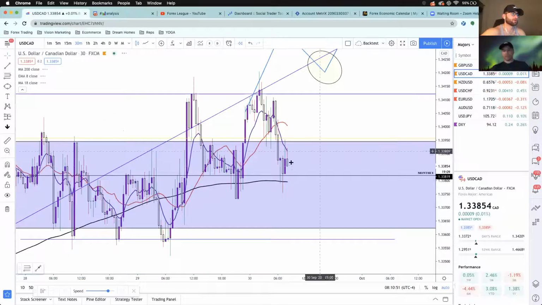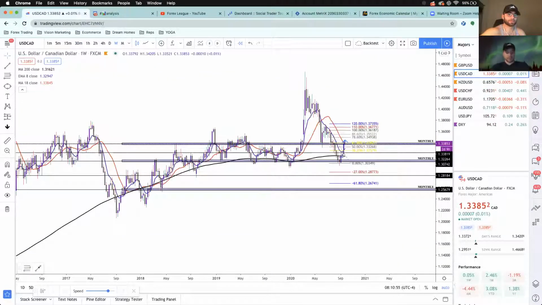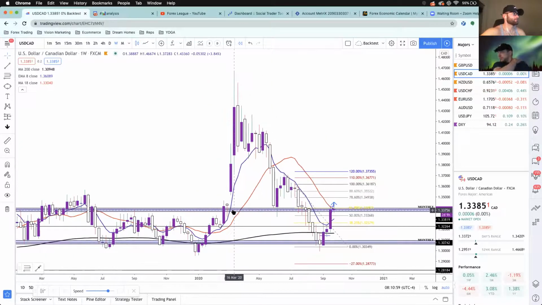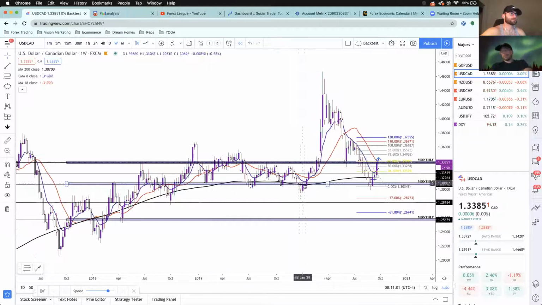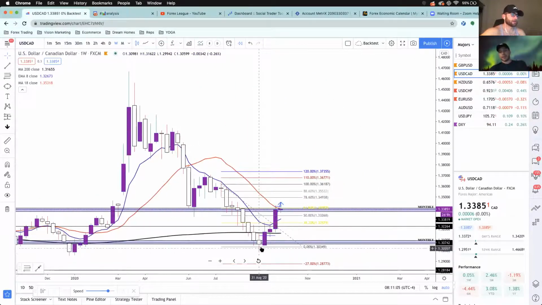Let's bump over to UCAD. Let's go up to the weekly time frame. So weekly time frame, boom. We have this huge push and then this pullback right here. And we had a lot of buyers step in. So 3 bullish candles in a row right here. A lot of buyers stepping into the market. We are hitting a resistance level though.